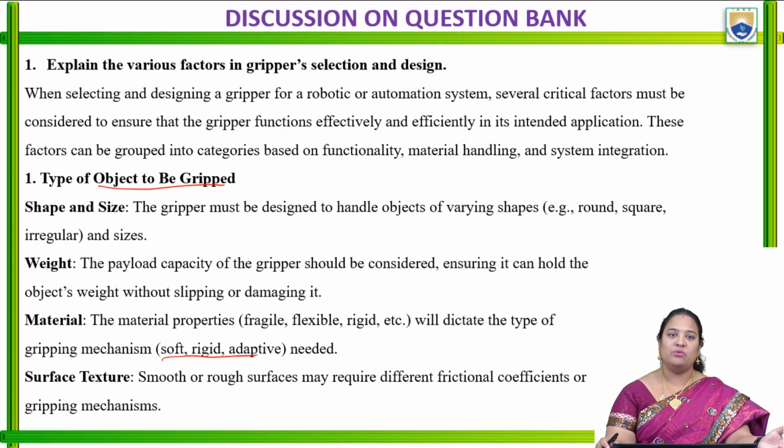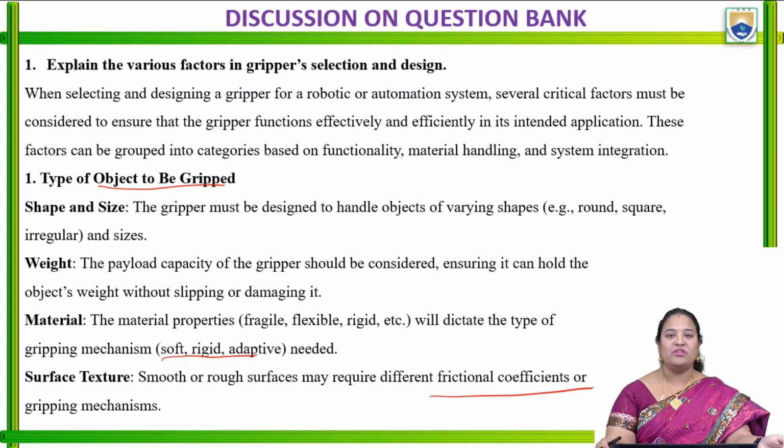Next, moving on to the surface texture. What do we mean by surface texture? Surface texture means a smooth or rough surface may require a different friction coefficient or gripping mechanism. When we are selecting the robot's end effector, we need to consider the type of surface texture, and based on that, the gripper designing will be done.